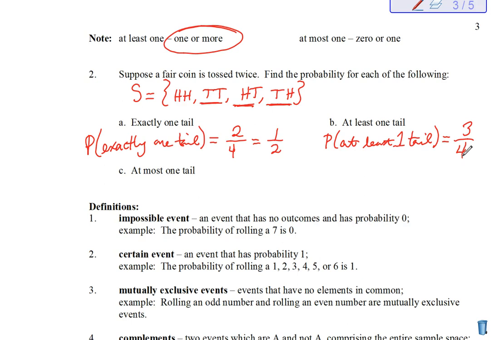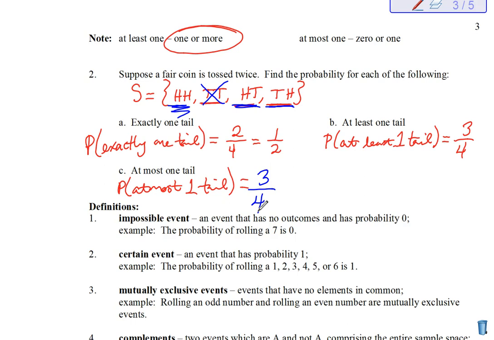Part C, at most 1 tail. So the probability of at most 1 tail means 0 or 1. So at most 1 tail, let me underline in a different color. This has 0 tails, so that would work. This would not work, so that's not 0 or 1. This would work, and this would work. So at most 1 tail happens again 3 out of the 4 outcomes.